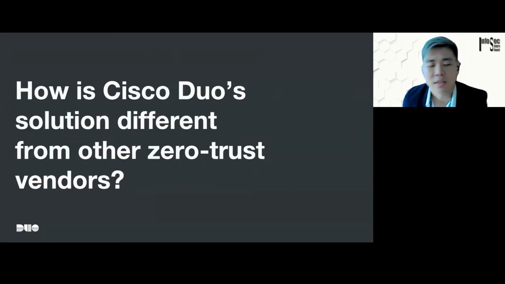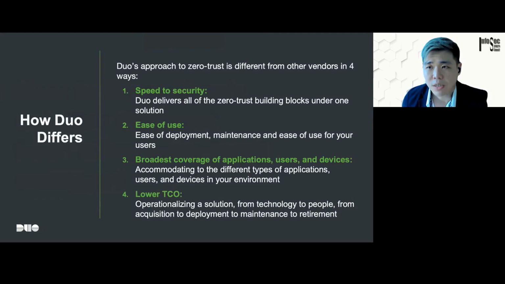So why is Cisco Duo different from the other vendors out there, right? We actually have speed to security. We deliver all those building blocks under one solution, right? You don't have to go to different vendors. And that is a great advantage in terms of how fast you can deploy, because it's a SaaS model. So for example, I can actually secure Office 365 in half an hour, right?